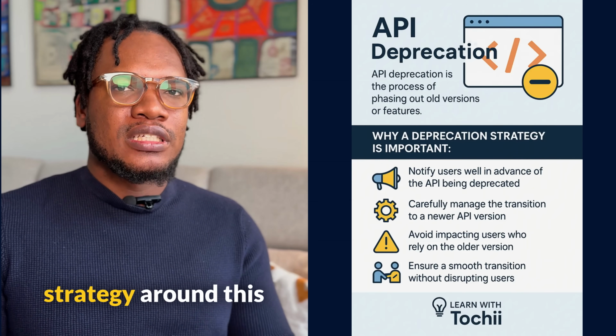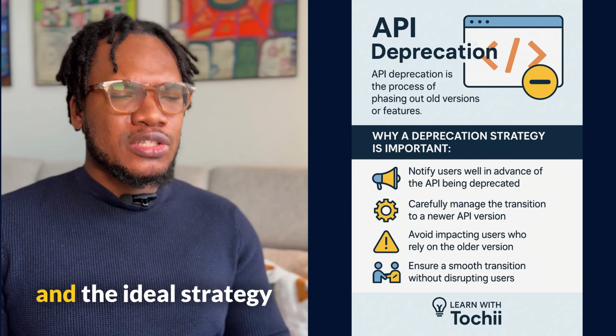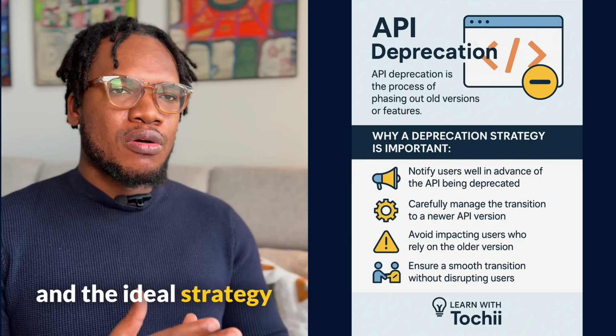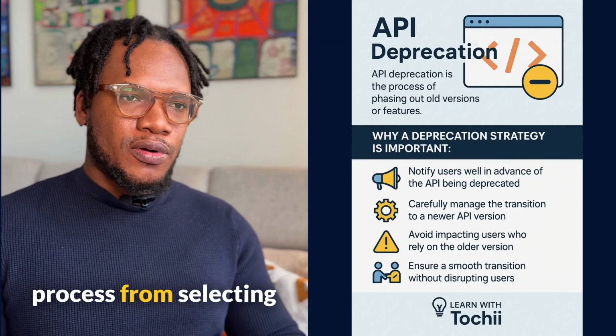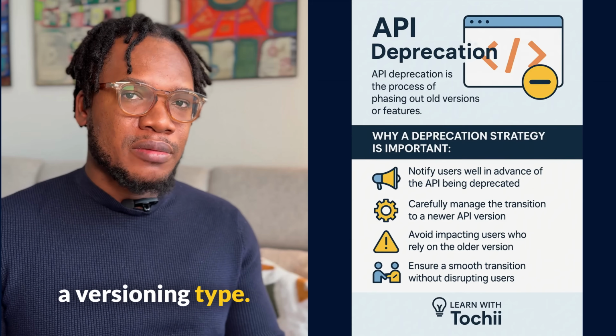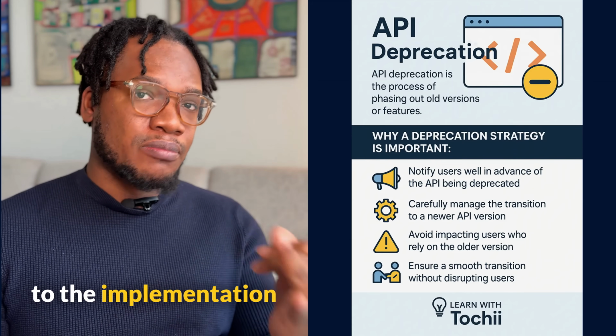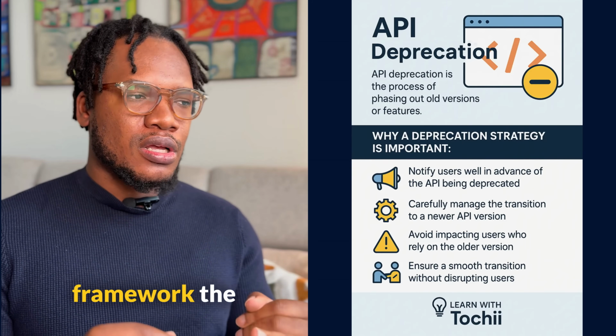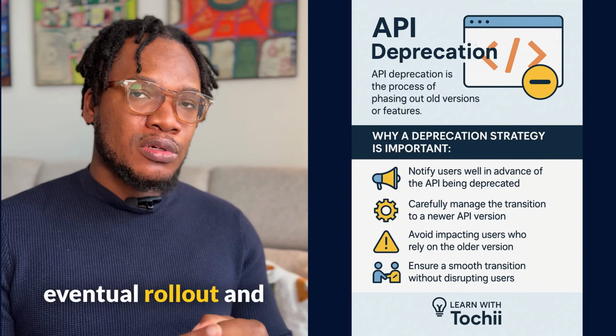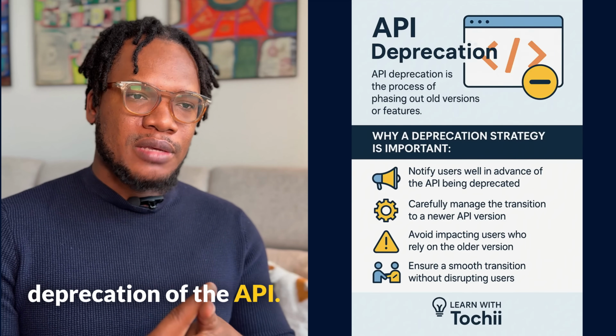There must be a strategy around this. And the ideal strategy must underscore how you manage the process, from selecting a versioning type, there are 4 types, to the implementation process that is part of your API governance framework, the eventual rollout, and deprecation of the API.